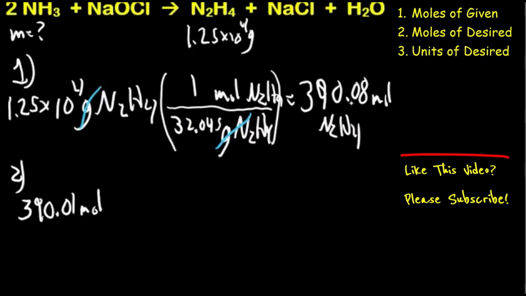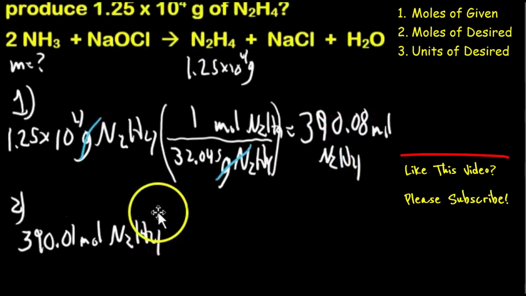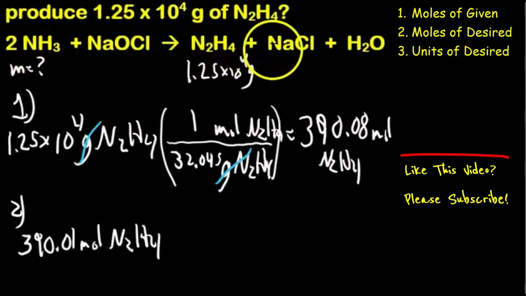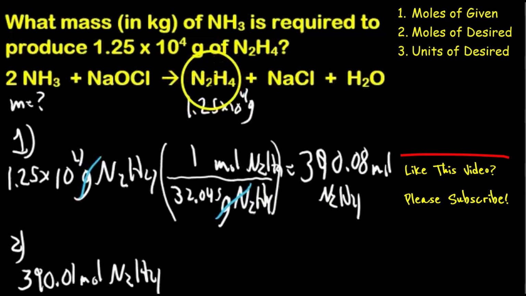390.08 moles of N2H4, and we convert to moles of our desired. So to do that, we need to use the balanced equation here. And on this equation, this is our given, this is our desired. So this is what we want to know something about. So this is our desired here, NH3. And there's no number here, which means that there's a 1. Well, 2 moles of NH3 react to produce 1 mole of N2H4 is the ratio.